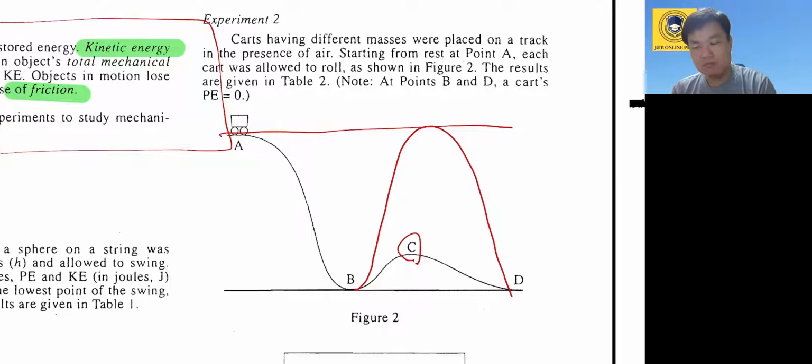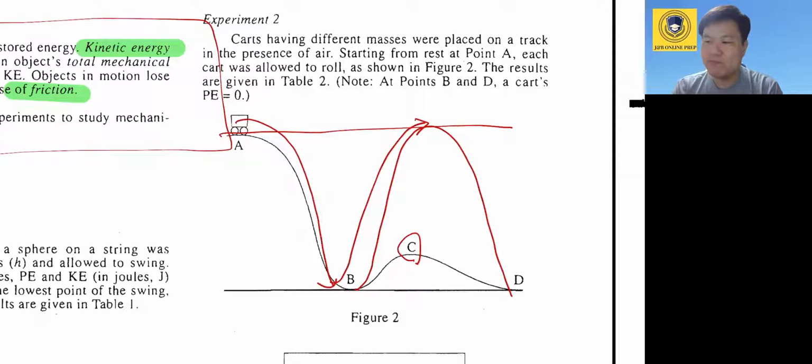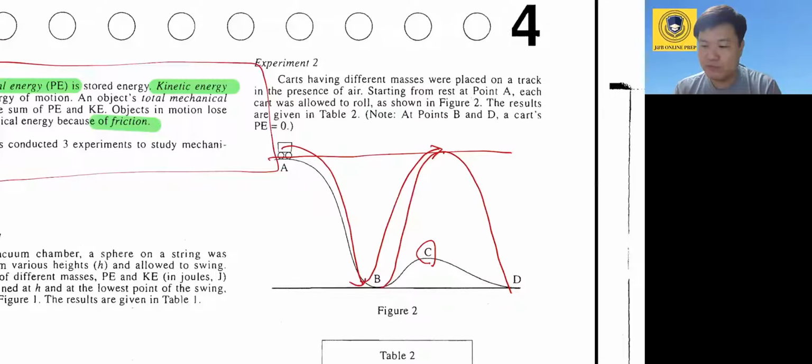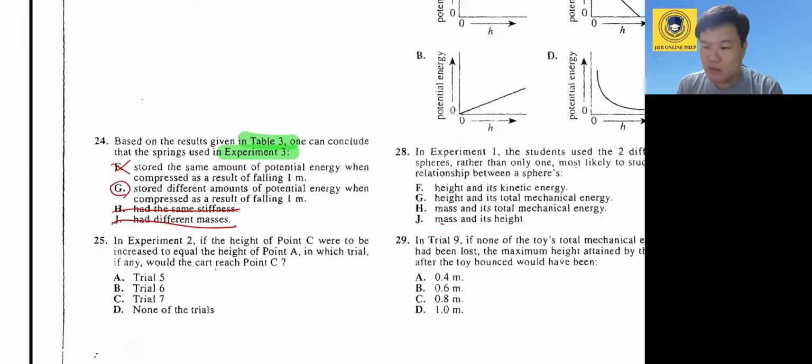Then what would happen if you drop the cart? Can it come back to point C? No. Why? Because this cart will lose energy to friction. So no matter what, it cannot reach the top of point C. None of the trials will succeed in reaching point C. So going back to question number 25, the correct answer should be none of the trials, because of the friction.